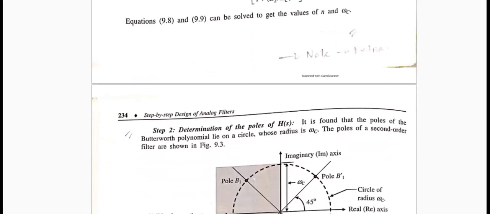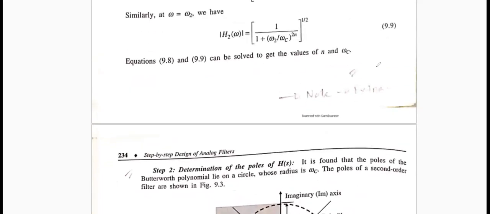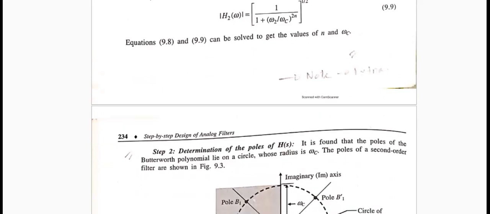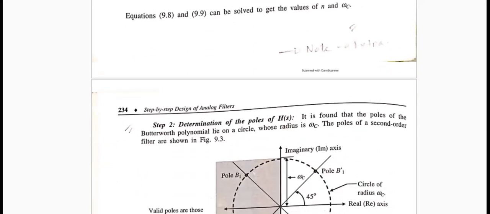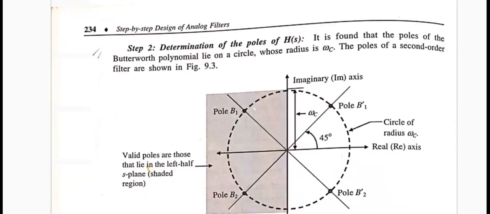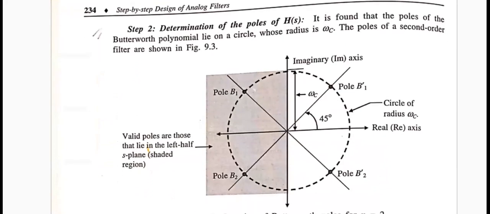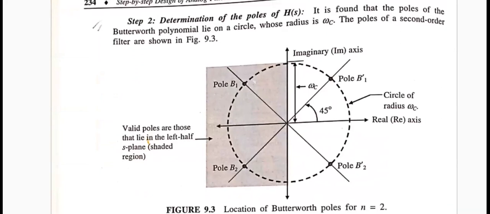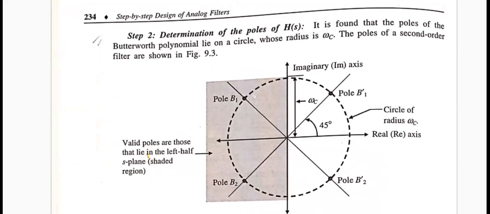Now the second one. The first step was to determine the value of n and omega c. The next one is the determination of the poles of the transfer function. So how do we determine the poles of the transfer function? In the literature and in this book, it is mentioned that the poles of the Butterworth polynomial lie on a circle whose radius is omega c.